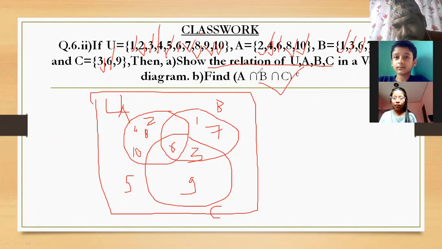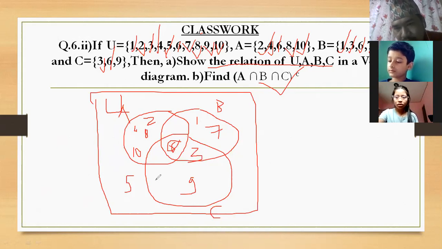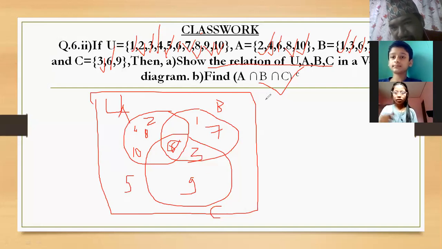Now, what is the question that is asking to find? Look there. A intersection B intersection C complement, right? What will you do first? Can you tell what is the intersection of all in the Venn diagram? Look there. What is the 6? Yes. Except these, all other remaining elements are the answer of this question. Understood?